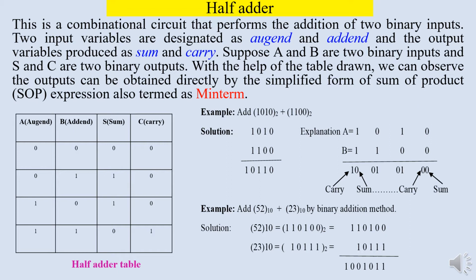In example 2, I have taken two decimal numbers 52 and 23. So before starting the addition process, we must convert them to their binary equivalents, and then the rest of the operation remains the same.